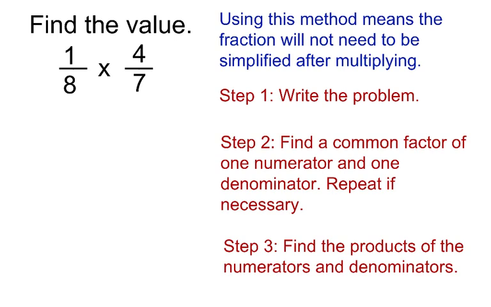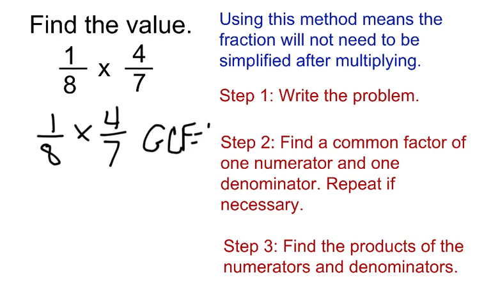Looking at another way, using this method means the fraction will not need to be simplified after multiplying. Same thing, step 1, write the problem, which I have done for you. Step 2, find a common factor of one numerator and one denominator. So when I look at 1/8 times 4/7, I have a factor of 4. So I can factor out a 4 from the 4. 4 divided by 4 is 1. And factor out a 4 from the 8. 8 divided by 4 is 2.